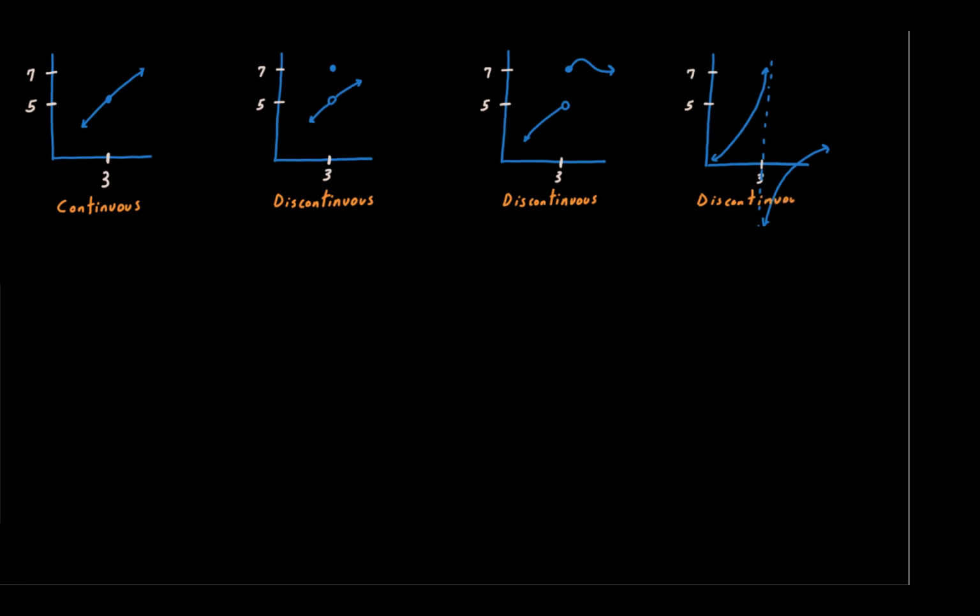Okay, so labeling left to right, the first one is continuous at x equals 3, whereas all the rest are discontinuous. The second graph has a hole, the third has a sudden vertical jump, and the fourth has a vertical asymptote that breaks the graph at x equals 3. These are all types of discontinuities.